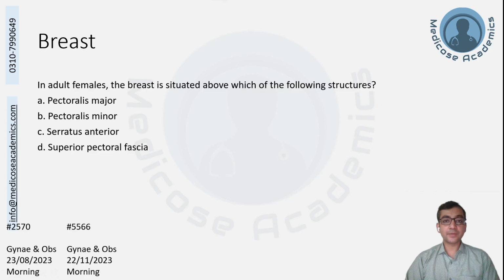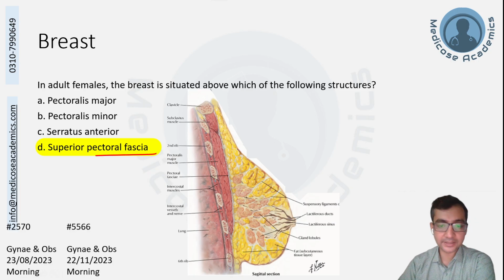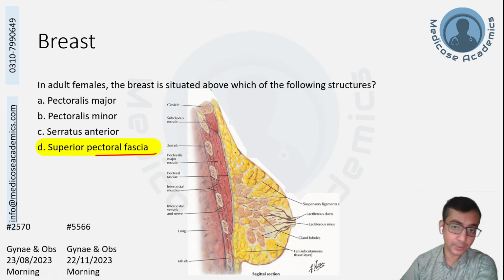In adult females, the breast is situated above which of the following structures? You should know where the breast lies. Here: pec major, pec minor, serratus anterior, and pectoral fascia. Pectoral fascia will be the preferred answer. You should know that the mammary gland, like the other sweat glands, is present in the subcutaneous tissue or superficial fascia. That's one MCQ, by the way.